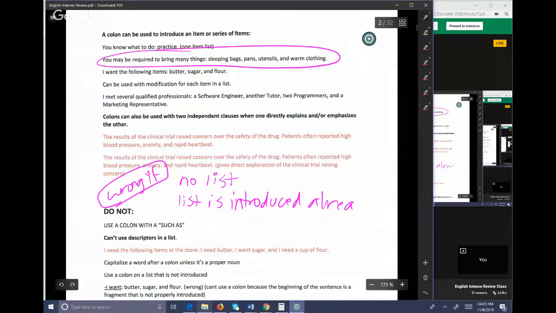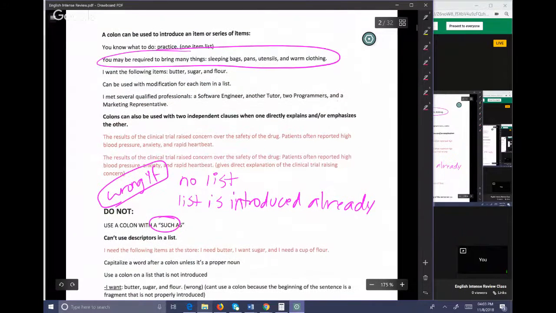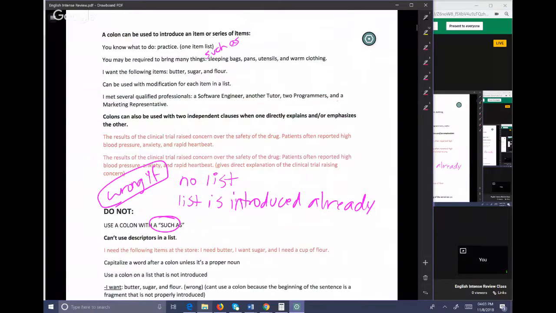So it's introduced already. That example, and you might remember it from class, is when we say "such as." So you may be required to bring many things, such as. That would take away the need for a colon. So remember that a colon and an expression like "such as" are the same thing. To have a colon and a "such as" would be like saying "and" or "but." We don't want to do that.